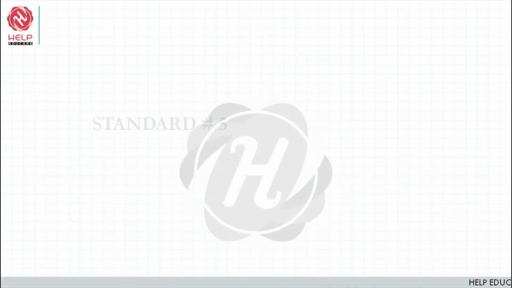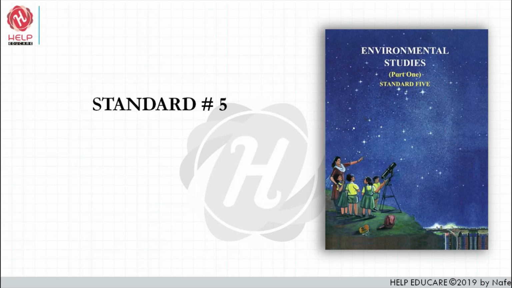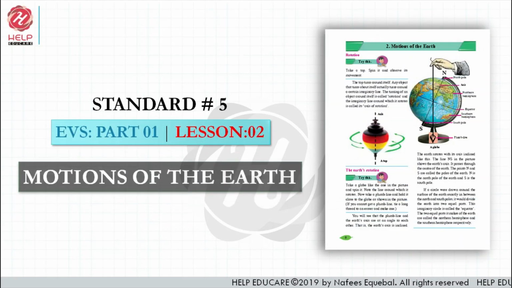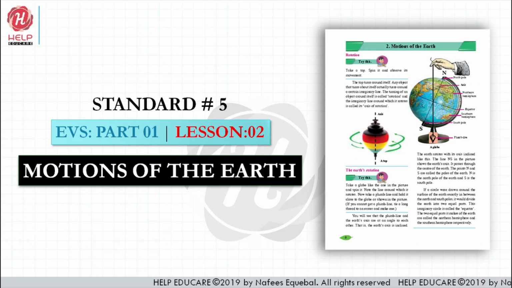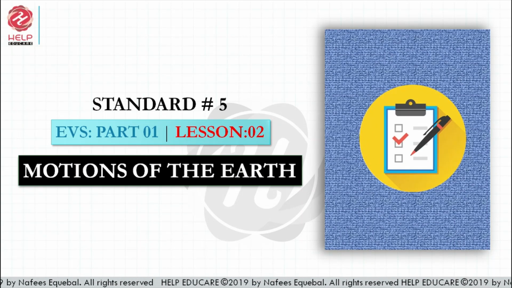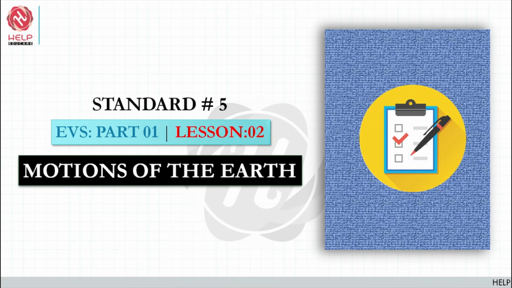Dear students of Standard 5, today we will cover the second chapter of the EVS Part 1 book, Motion of the Earth. First, we will revise all the topics of this chapter. After completing the chapter, you will get some multiple choice questions. Attempt all the questions correctly and prepare yourself for the examination.